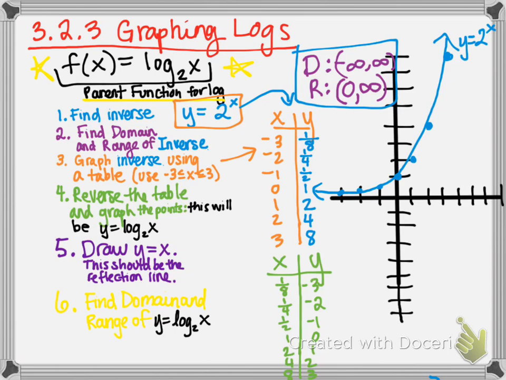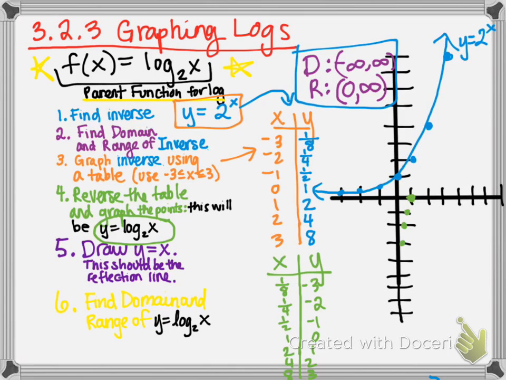Graph the points. This will be log base 2 of x. And I'm actually going to make that graph green just because black's not going to show up as well for us. Okay, so this is going to be log base 2 of x. So 1/8 and negative 3 this time is going to be really close to the y-axis, right? So it's going to be about right there. And then it's 1/4 and negative 2, right? And then 1/2 and negative 1.